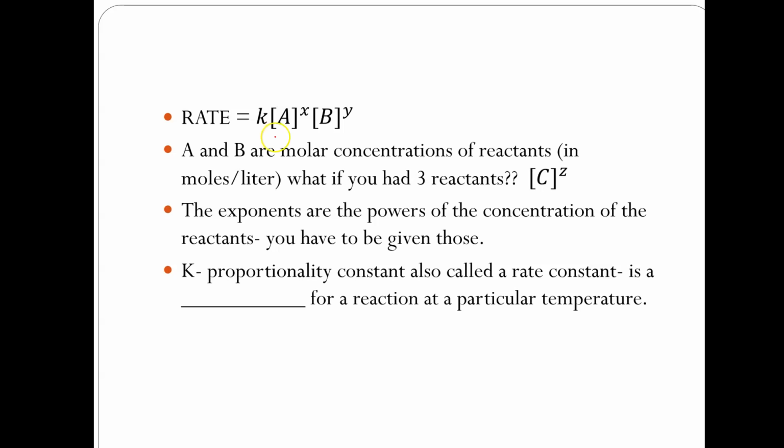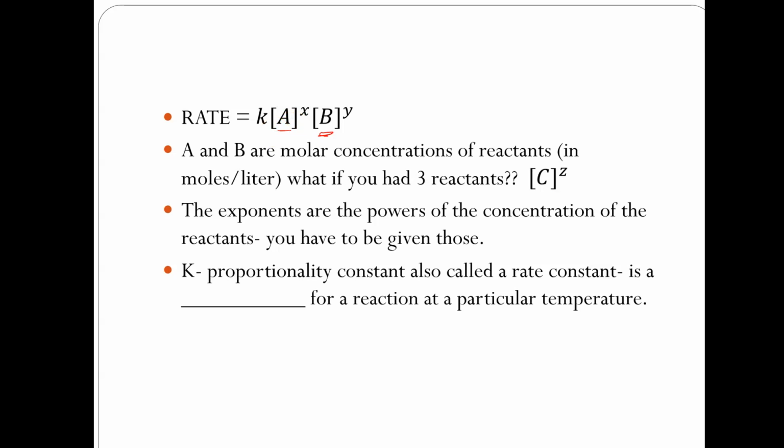You have A and B. Okay, A and B are the substances in the reaction. They're the concentration of those reactants, so they're going to be in moles per liter. That's taking into account only two reactants. So if we had a third reactant, we would call that C. And the exponents are the powers of the concentration of reactants. You have to be given those in a problem.